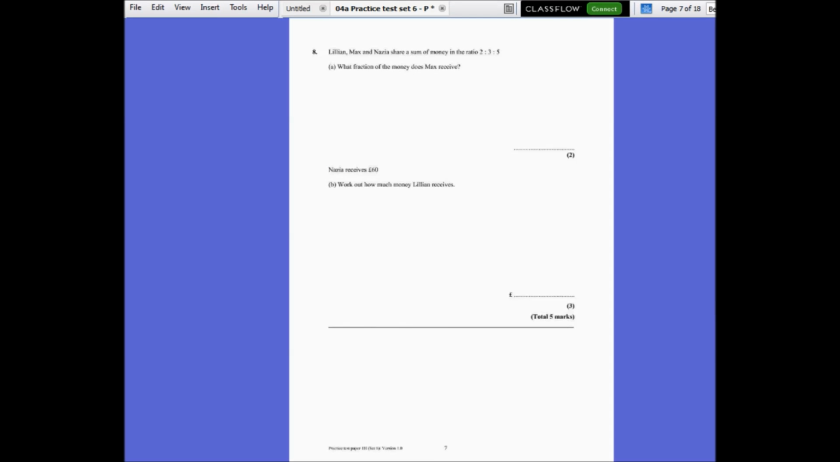Question 8. Lillian, Max and Nazia share a sum of money in the ratio 2 to 3 to 5. What fraction does Max get? So Max is the 3 in the middle, and altogether there are 2 add 3 is 5, add 5 is 10 parts. So Max will get 3 parts out of the 10.